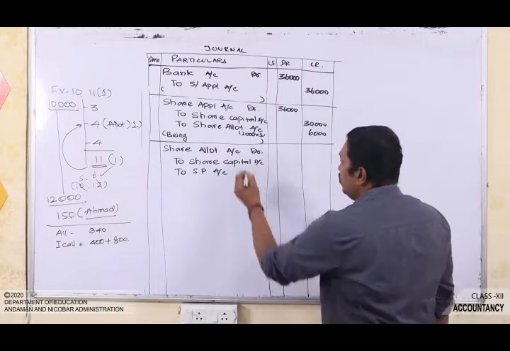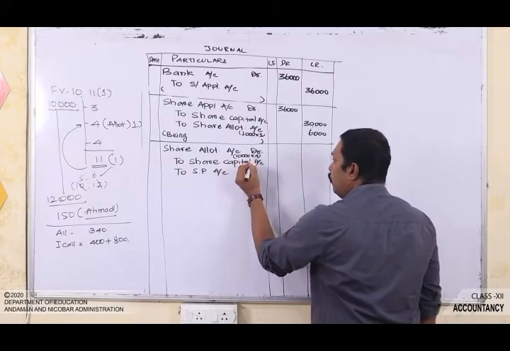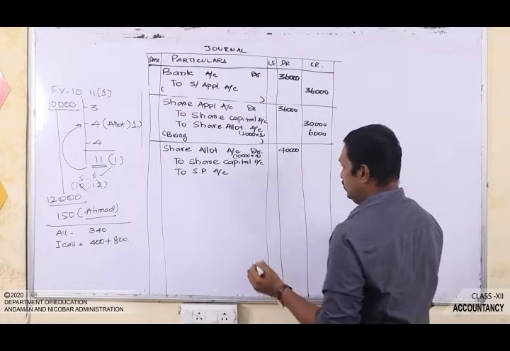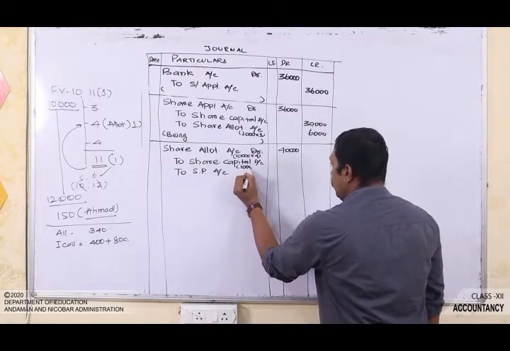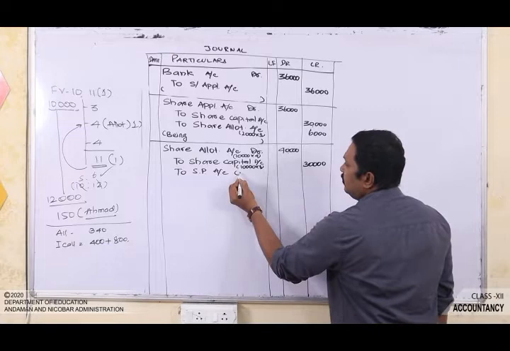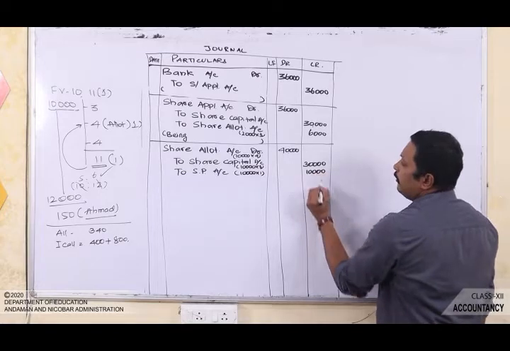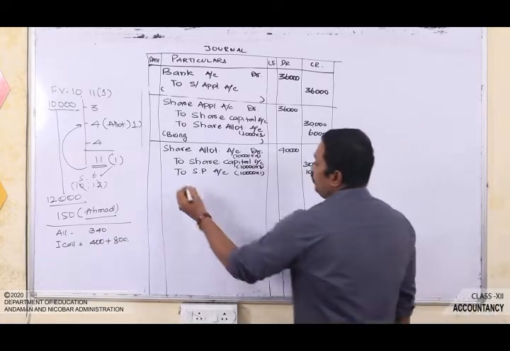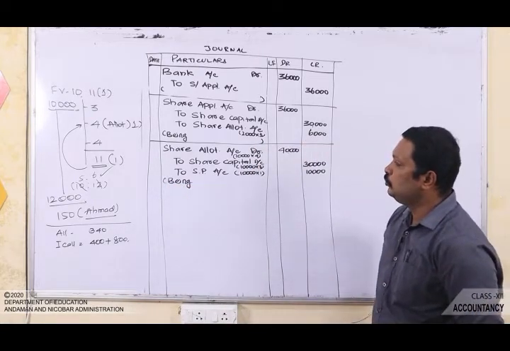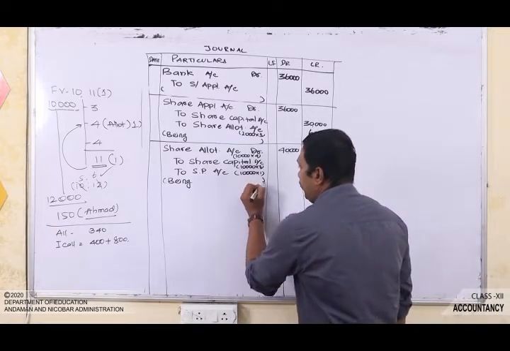How to write the amount? To allotment, how many shares were issued? 10,000 into 4, that is 40,000 is receivable on allotment. It includes share capital 10,000 into 3, 30,000. And how much premium is given? 10,000 into 1, that is 10,000 is for premium. How to write narration? Being allotment due on 10,000 shares at the rate of 4 each including premium.